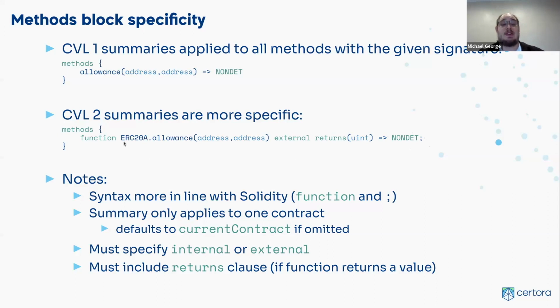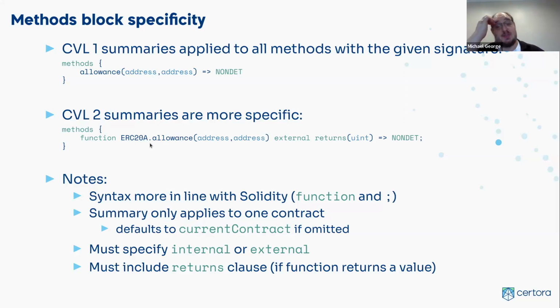So the next thing to point out is here, I've mentioned a specific contract. In CVL2, every methods block entry refers to a single implementation of a method in a single contract, unless you explicitly ask otherwise. And I'll show how to do that in a slide or two. You can still leave out this contract qualifier here. But if you do, instead of meaning any allowance method in any contract, like it did in CVL1, in CVL2, it defaults to current contract, the contract that you're actually verifying.